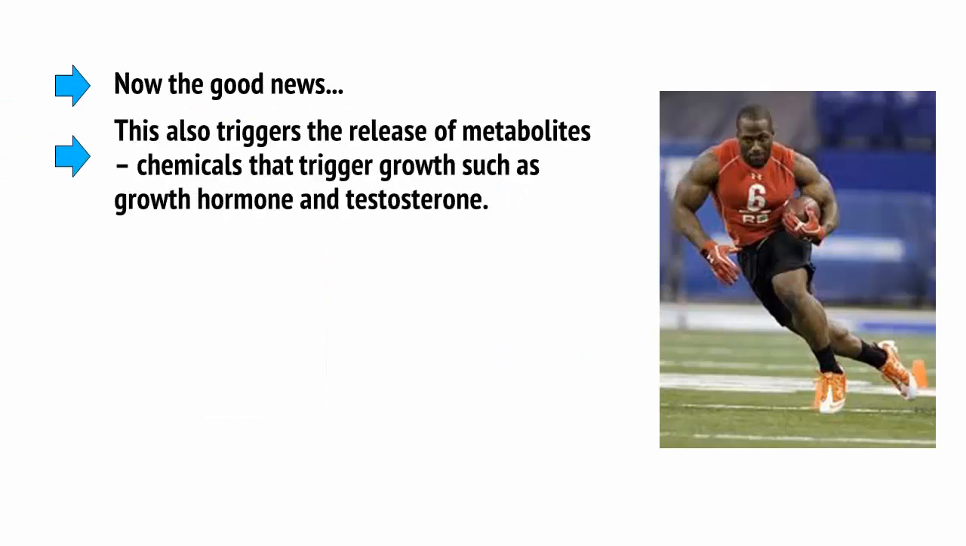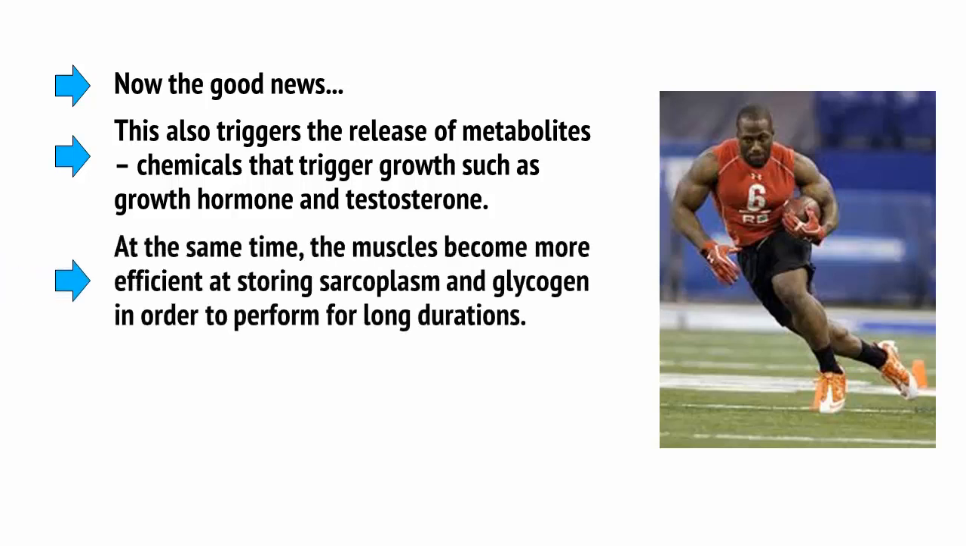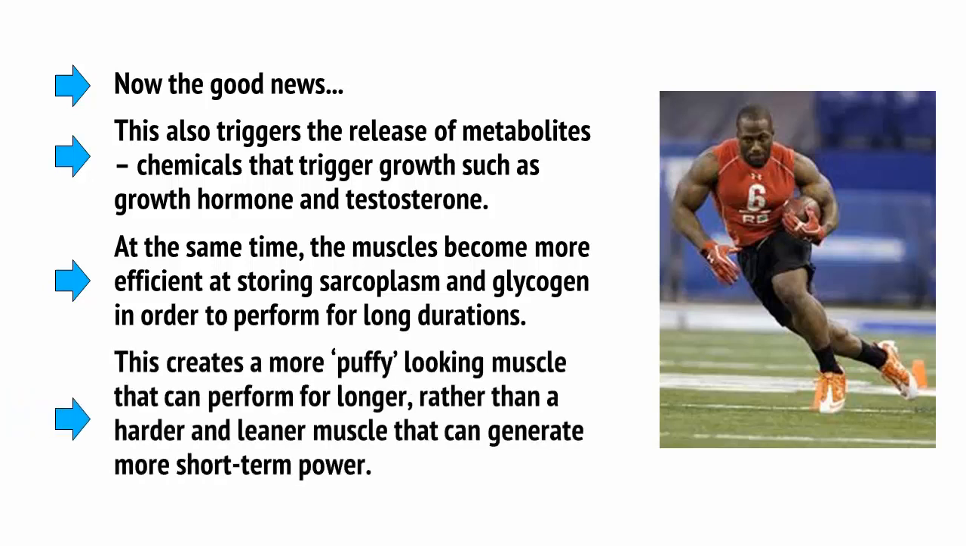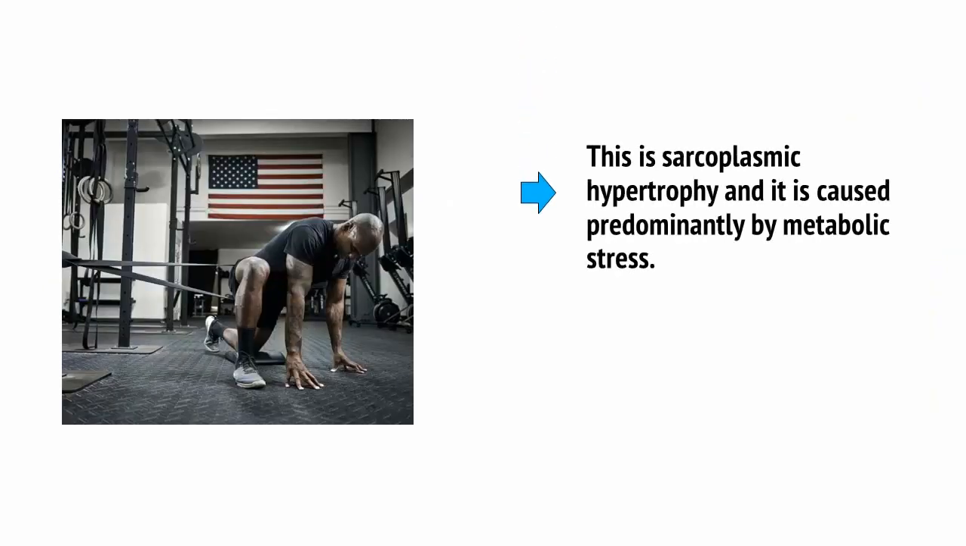Now, the good news. This also triggers the release of metabolites, chemicals that trigger growth, such as growth hormone and testosterone. At the same time, the muscles become more efficient at storing sarcoplasm and glycogen in order to perform for long durations. This creates a more puffy-looking muscle that can perform for longer, rather than a harder, leaner muscle that can generate more short-term power. So this is sarcoplasmic hypertrophy, and it's caused predominantly by metabolic stress.